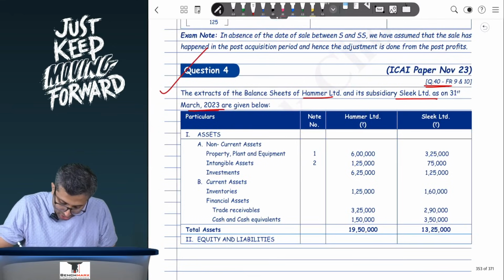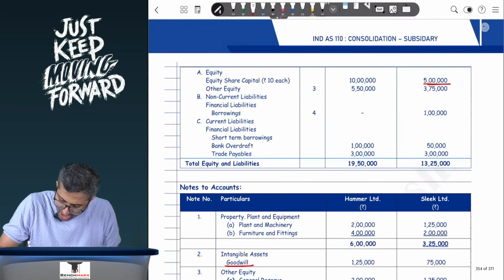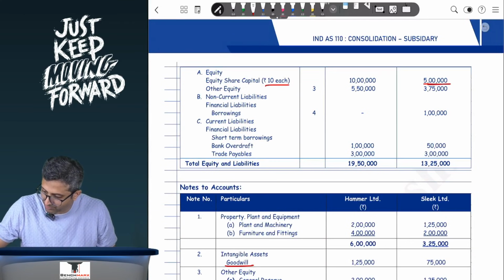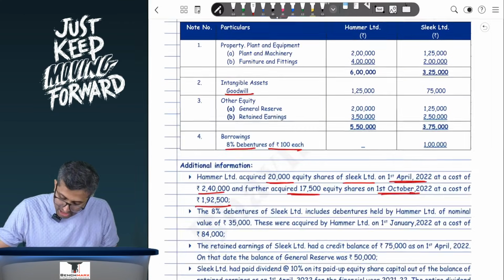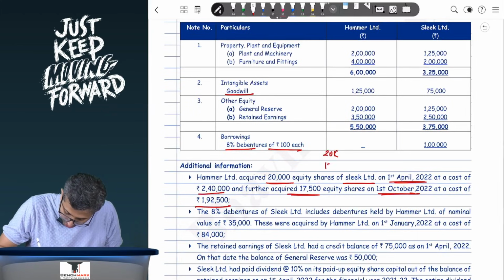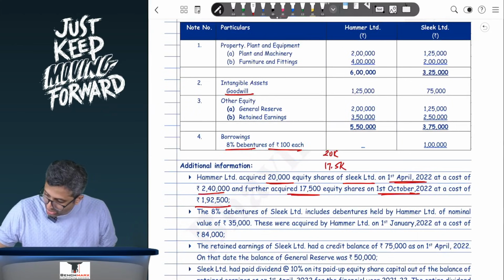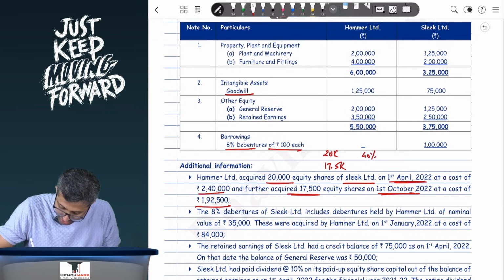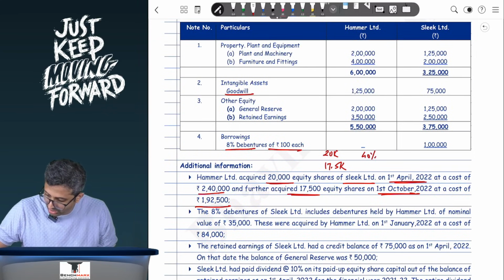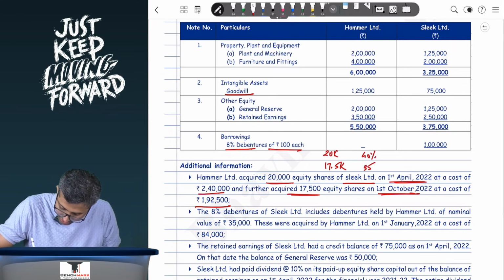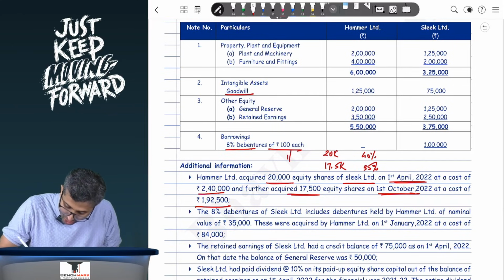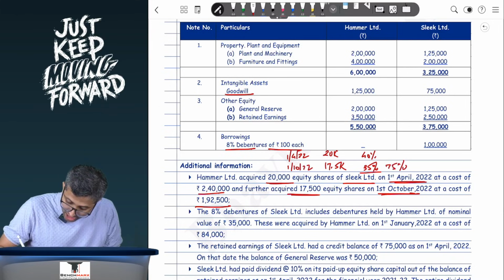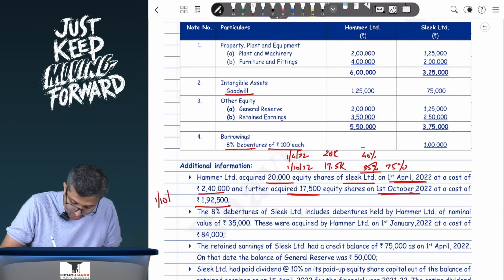37,500 on the base of how much? Unless given otherwise, let's say this is 5 lakhs of 10, so this is 50,000 shares, and 37,500 based on 50,000 comes to a 75% stake. Initially when the 20,000 shares were acquired, you had a 40% stake, and then you acquired another 35% stake. Hence you can say that the date on which you acquired control is when you will start consolidating. 1st April 22 was a 40% stake and 1st October 22 was when control was acquired at a 75% stake, and hence your consolidation will start from 1st of October 2022.